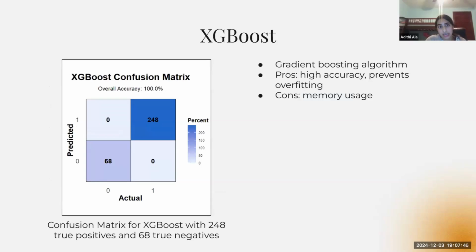Some cons of it is that it is computationally expensive, but as Sophie said, this isn't really a problem for us right now. So as you can see in the confusion matrix on the left, when we ran our model, we got 100% accuracy rate.